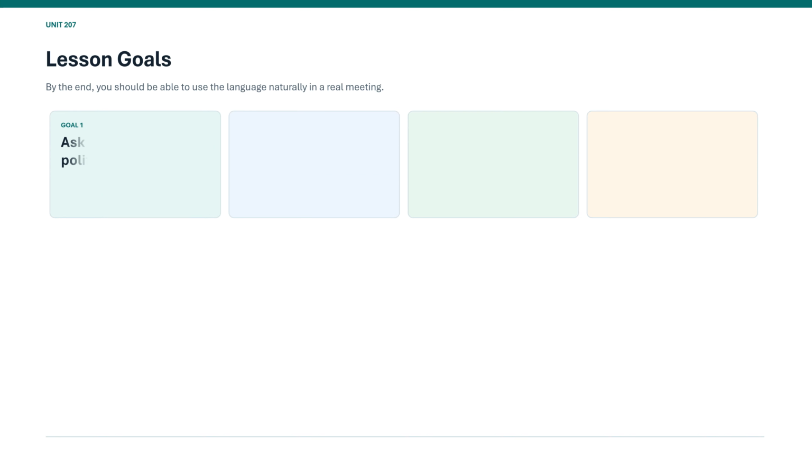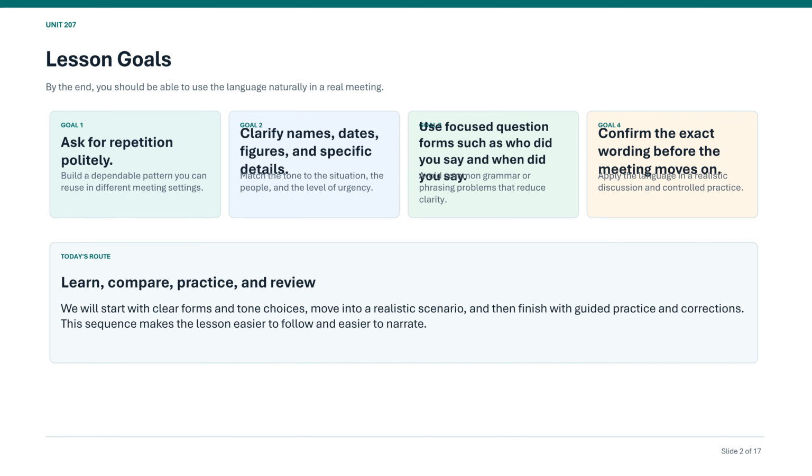Here is the roadmap for this lesson on clarifying what was said. Goal 1. Ask for repetition politely. Goal 2. Clarify names, dates, figures, and specific details. Goal 3. Use focused question forms such as who did you say and when did you say. Goal 4. Confirm the exact wording before the meeting moves on. We will move from form to meaning to scenario work and then to guided practice so the language becomes easier to use under pressure.